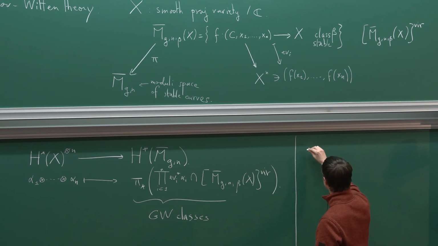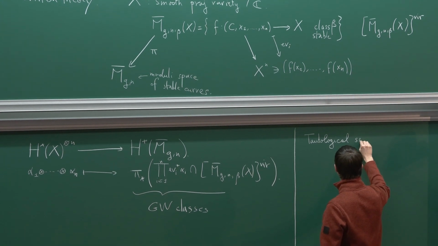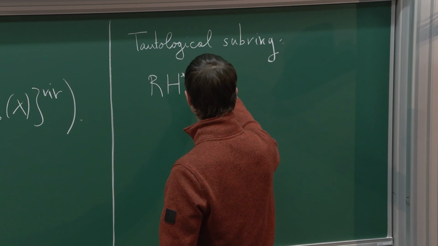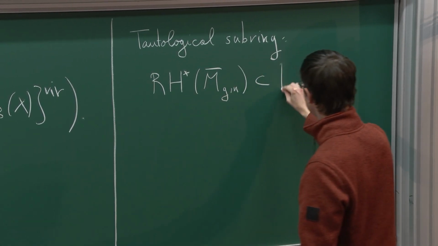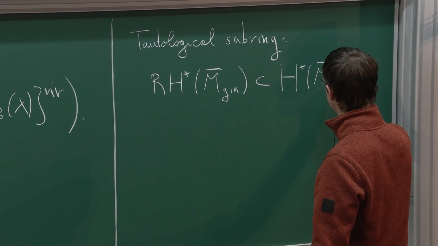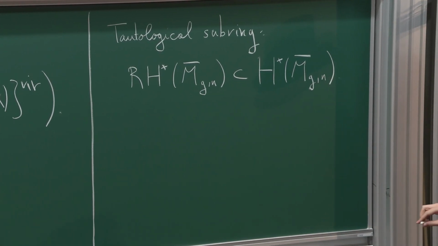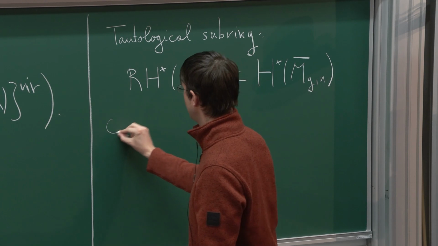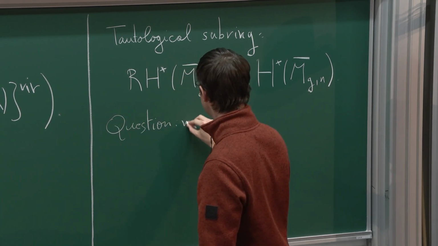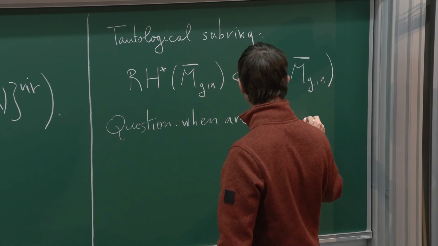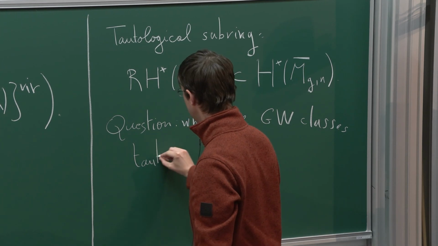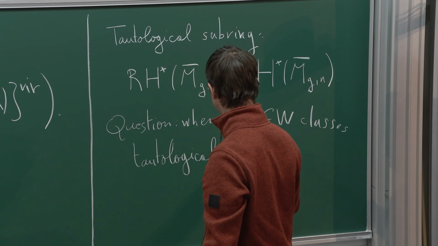And so inside the cohomology of the moduli space of curves, you have the tautological subring. Inside the cohomology ring of the moduli space of curves. I will not recall the definition, which was in Hülya's talk yesterday. It's a nice subring. And so the general question that you can ask is, when are Gromov-Witten classes tautological?